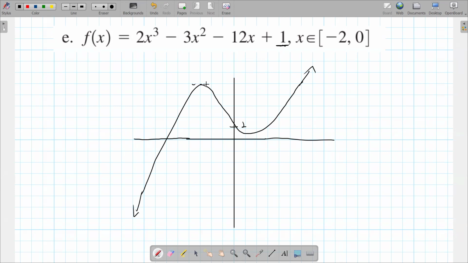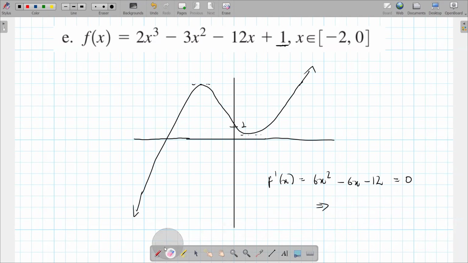What happens here? The slope is 0. So we're going to find f prime of x, which is very simple for this. 6x squared minus 6x minus 12. And we're going to set it equal to 0. And we will get 2 different turning points. If you can pull something out, always pull something out.